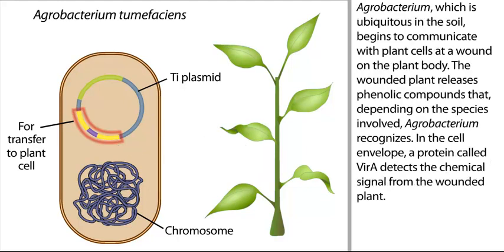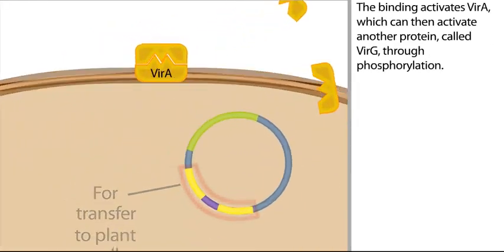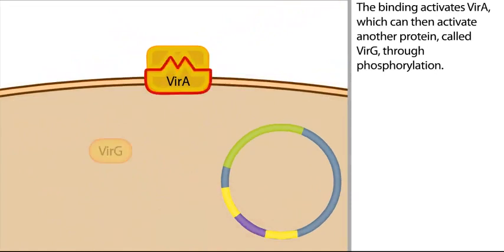Agrobacterium, which is ubiquitous in the soil, begins to communicate with plant cells at a wound on the plant body. The wounded plant releases phenolic compounds that, depending on the species involved, Agrobacterium recognizes. In the cell envelope, a protein called Vir-A detects the chemical signal from the wounded plant. The binding activates Vir-A, which can then activate another protein called Vir-G through phosphorylation.